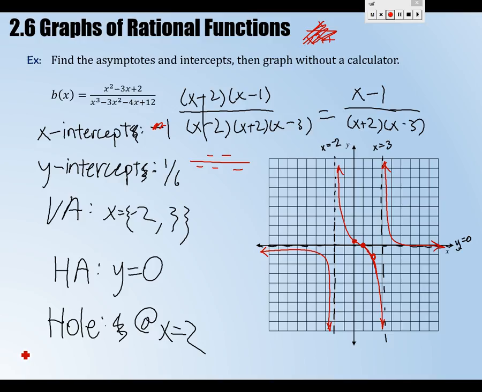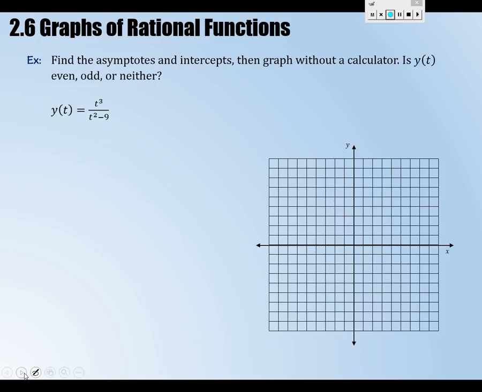Keep in mind the definition of a horizontal asymptote. Is it true that as x gets large, y approaches a number? If so, then we have a horizontal asymptote. Yeah, so we're good. Let's try one. Let's see if we can do one here before you leave. We'll do this one together.